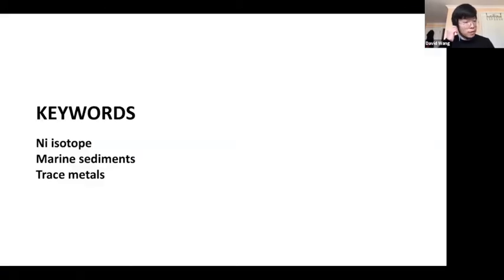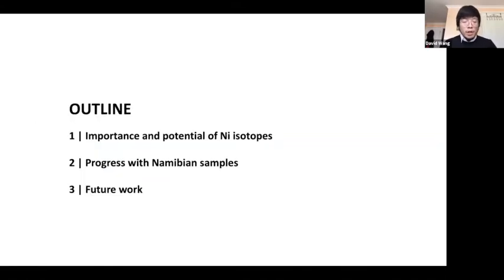The keywords for my talk today are nickel isotopes, marine sediments, and trace metal. I'll be talking about the importance and potential of nickel isotopes at the beginning, and then I will be sharing some preliminary results for this Namibia sample we collected 2 years ago. And I will have a brief summary and the work we're planning to do in the future.